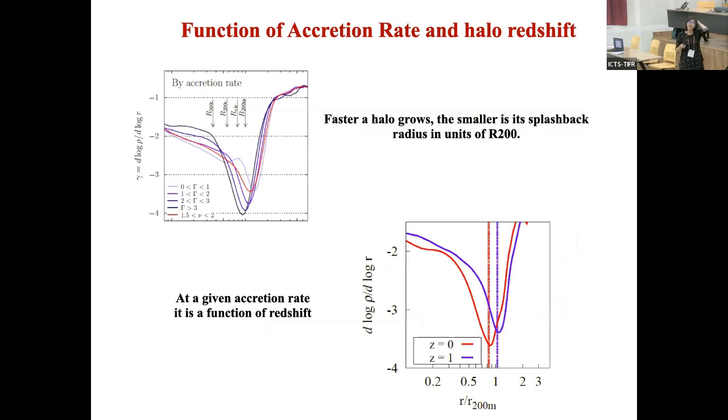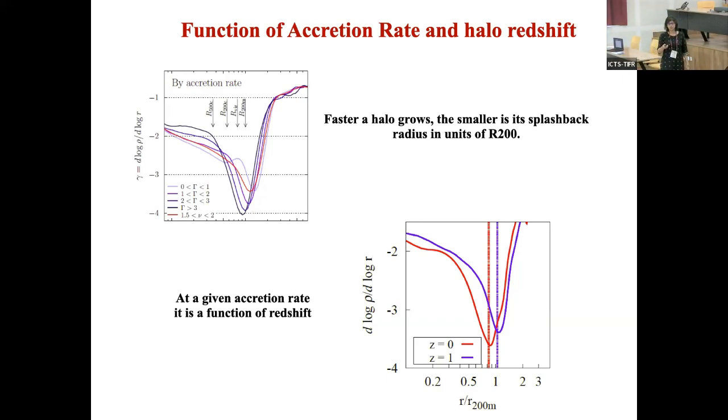And what we primarily found is that the dark matter density profile, if you look at its slope, has quite a few features. Essentially, this edge of the dark matter halo is a strong function of how quickly the halo is growing. So if your halo is accreting mass very quickly, at every apocenter you can't go as far out. So it shrinks as a function of accretion rate.